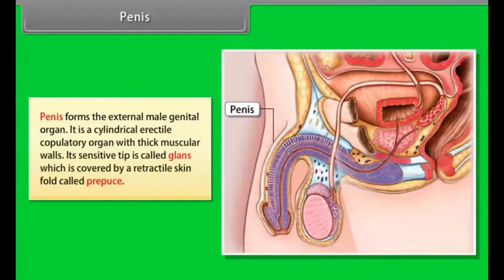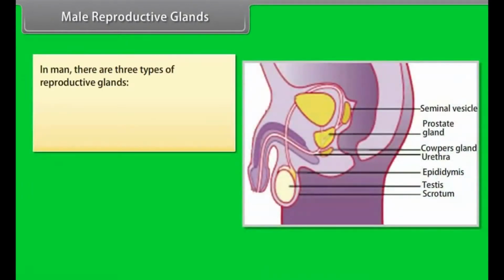Penis. Penis forms the external male genital organ. It is a cylindrical erectile copulatory organ with thick muscular walls. It has a sensitive glans, which is covered by a retractile skin fold called prepuce. Male reproductive glands. In man, there are three types of reproductive glands: seminal vesicles, prostate gland, and Cowper's glands.